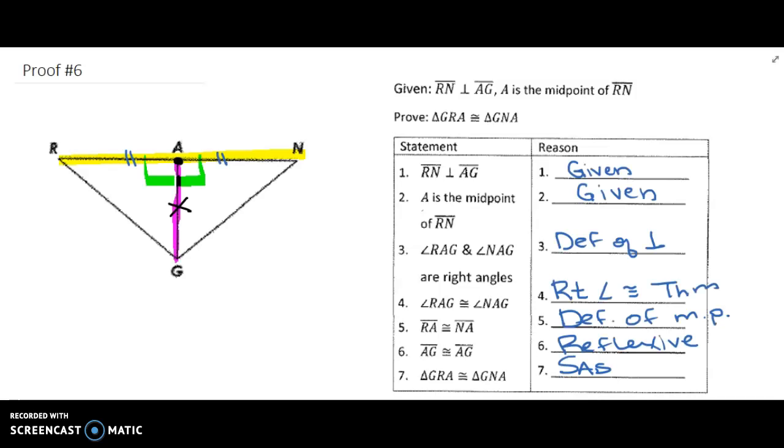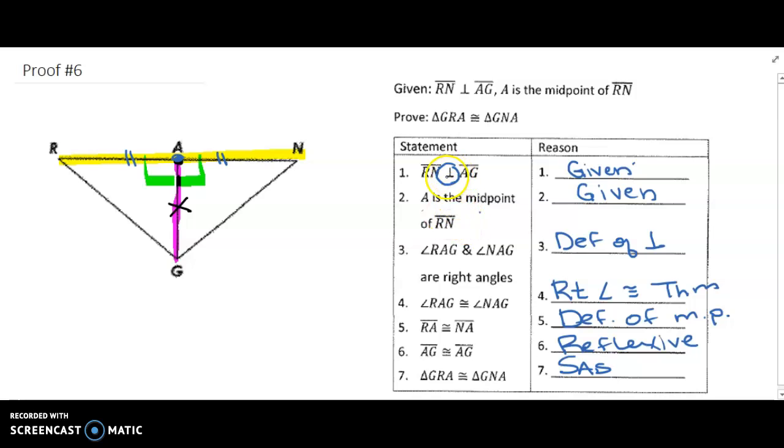All right, so let's go over this. So RN is perpendicular to AG. Remember, this is the symbol for perpendicular. That's given. And then A is the midpoint of RN, so A is the midpoint of this entire yellow thing.